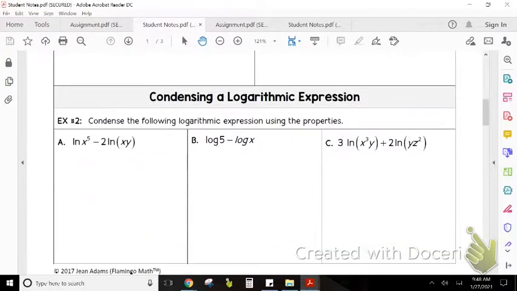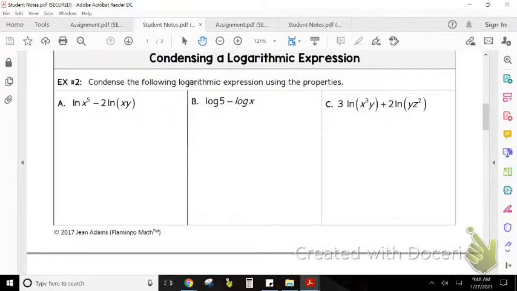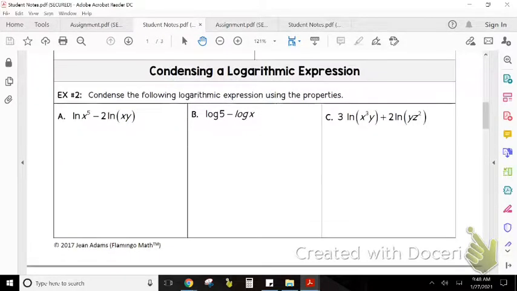Then we're going to do the opposite in example 2. We're going to condense it. So first thing we notice is we have two things being subtracted, but it's not just a log minus a log. Okay, it's a log minus 2 times a log. So we can't combine them until we do something with that 2.